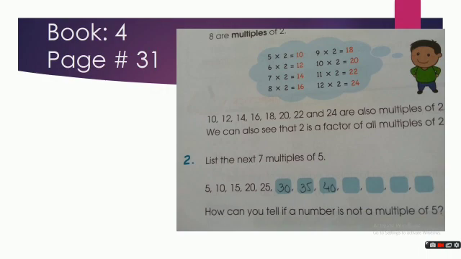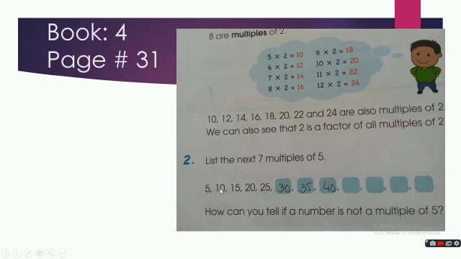Now let's start book work. Kindly open your book to page number 31. Question number 2 is list the next 7 multiples of 5. Over here 1, 2, 3, 4, 5 multiples of 5 are given. We have to find out the next 7 multiples of 5 after 25.